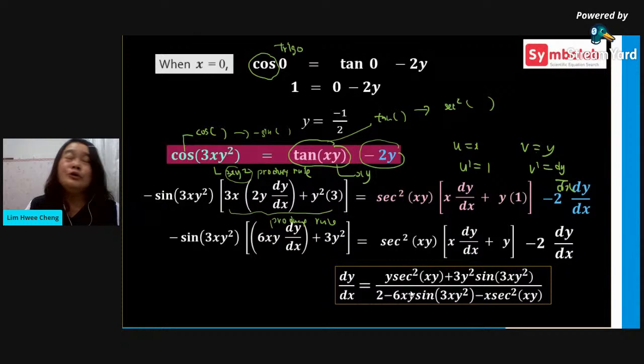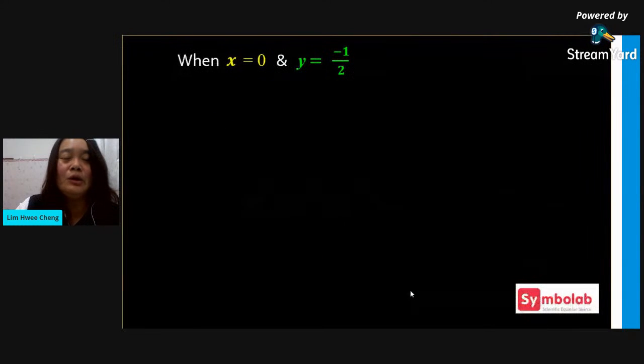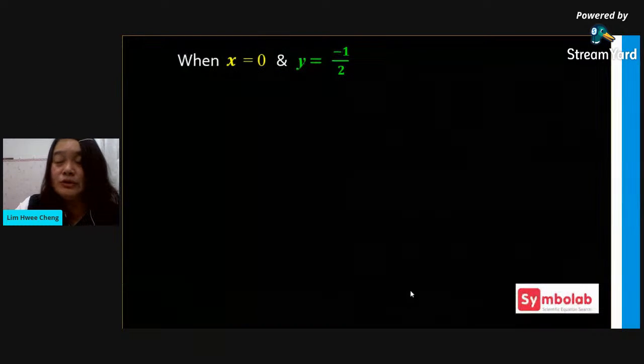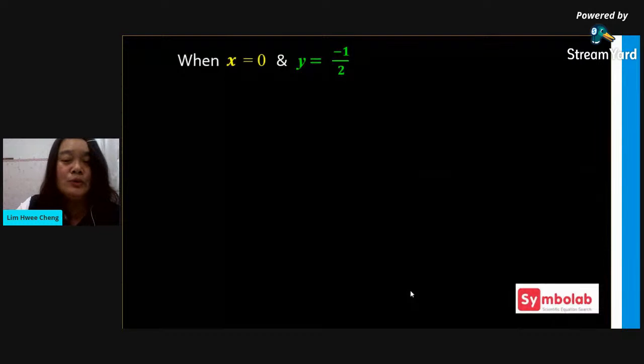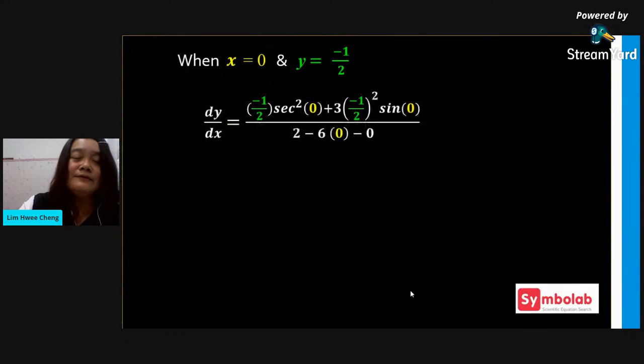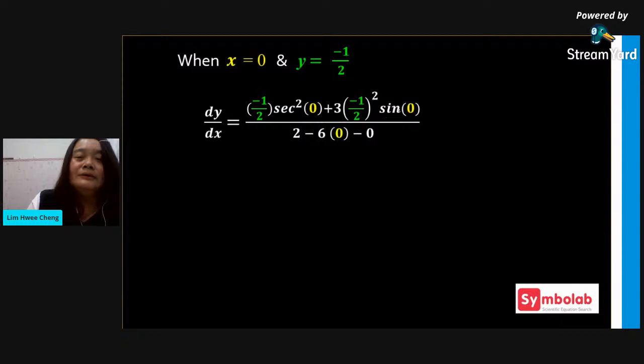Before I show you how to do the implicit derivative by using the symbolic, let me finish answering this question first. Since the question wants us to find the value of dy/dx when x is 0 and y equals minus 1 over 2, I just substitute all the values of x and y into the corresponding functions, and calculate one by one. Sine 0 is 0, secant squared 0 is 1, so you get negative 1 over 4.